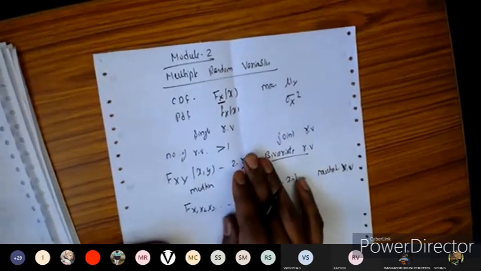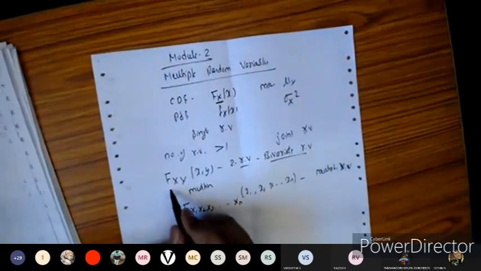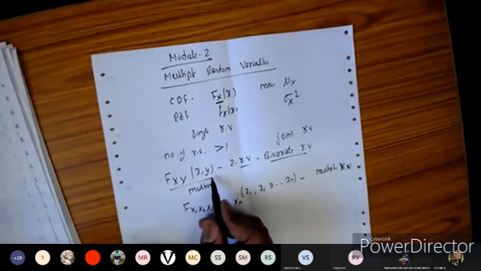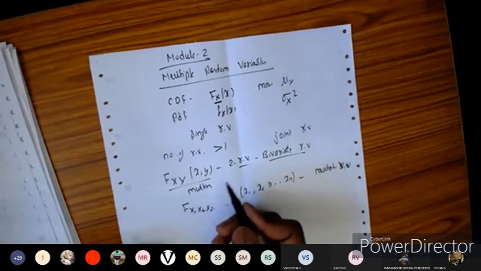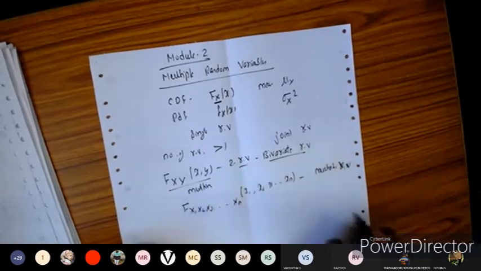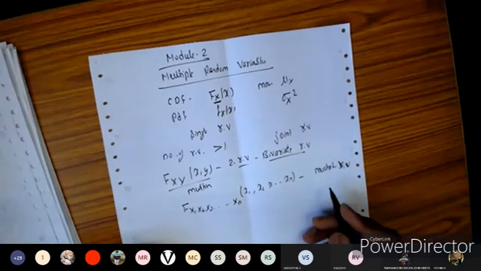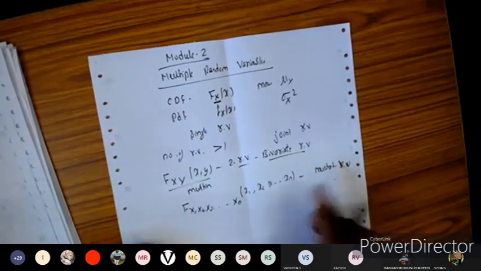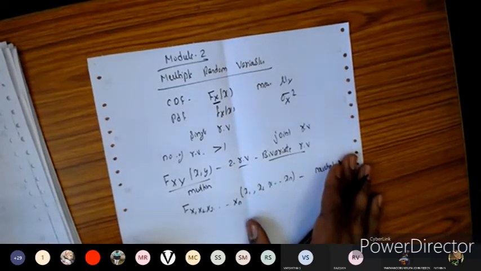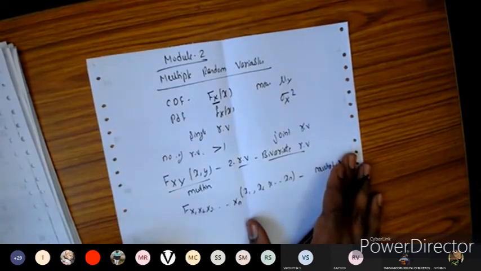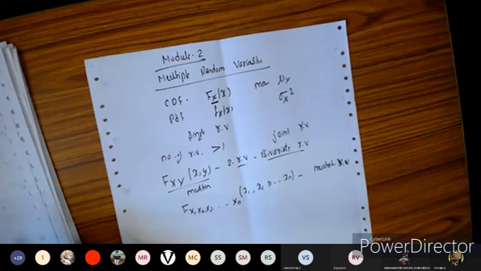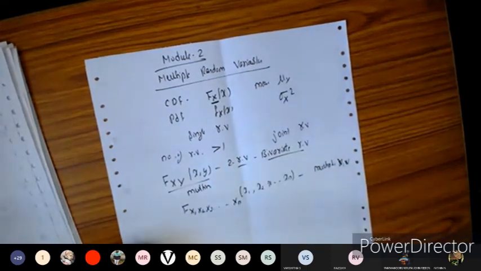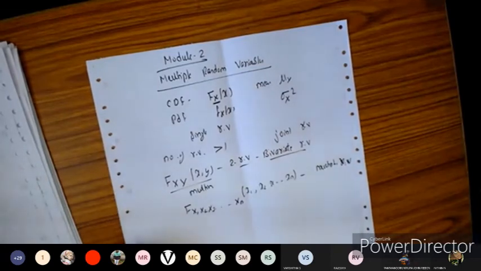In this module we are going to find the joint or bivariate CDF of the random variables x and y, the bivariate PDF, and the mean, variance, covariance, and standard deviation. Everything you are going to find for multiple random variables. That is the area of module 2. Whatever is studied in module 1, the same concepts you are going to repeat for two random variables, and you will see some extra topics.